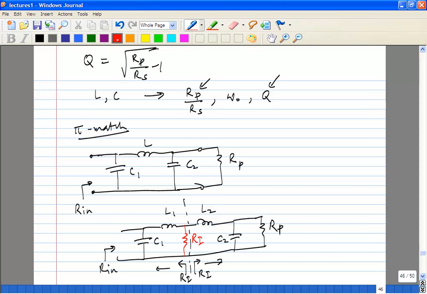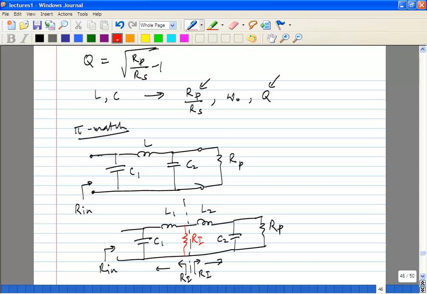Now you can convert this to a parallel, in which case you get Rn and L1P. For that parallel network, it's Rn over omega naught L1P is the Q, and the two Qs are equivalent. But remember, we use that relation to calculate conversion from one side to the other, so either one of the Q relations will work. In this case, it's a lot easier, more straightforward. You know Ri, you know Q, you can find out L1. So omega naught L1 over Ri.